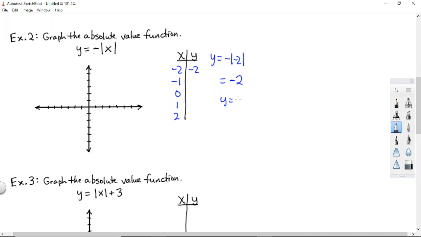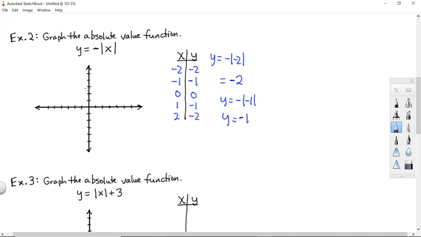We'll do one more, writing it out like that. Y equals the negative of, that's just our absolute value function, right? And what we're plugging in for x this time is negative 1. So y equals the negative of the absolute value of negative 1, that's 1. Okay, so y is negative 1 when we plug in negative 1 for x. Okay, we put in 0, this is going to be 0. When we put in 1, we'll get 1 as the absolute value. We'll apply the negative to it, negative 1, and for 2, we'll get negative 2.